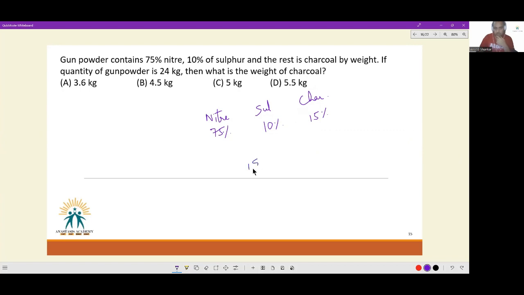Simplest question. We simply need to find out 15% of 24. So 3, 20, 10, 12, 36 by 10 or 3.6 kg. And this is the time when you realize that percentage questions are difficult to form. So anything and everything goes. Percentage questions are usually very straightforward.